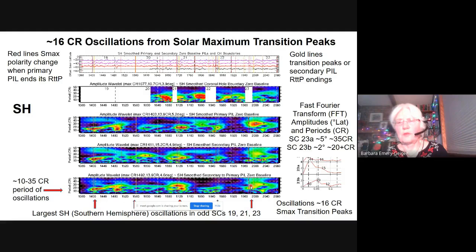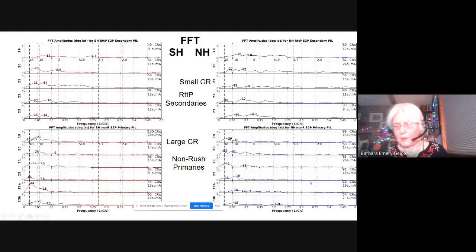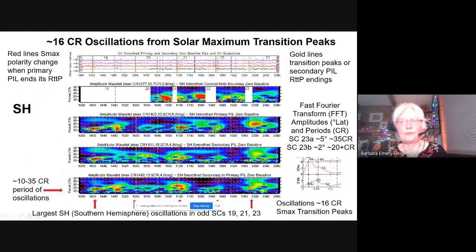In the non-rush period of cycle 23, we see a high and then a low, so it's about 35 to 25 in all of them. And we did an FFT transform for everything also, and we find the same thing. In the first part we find approximately 35 Carrington rotations, between 44 and 22, and in the second part it's closer to 20 to 25. So we do find periods between 10 and 35 Carrington rotations. We're going to look at this later.